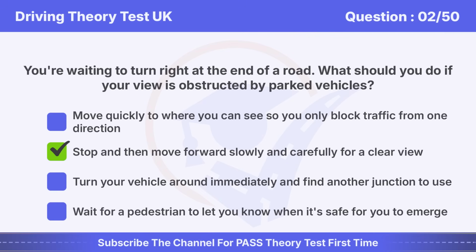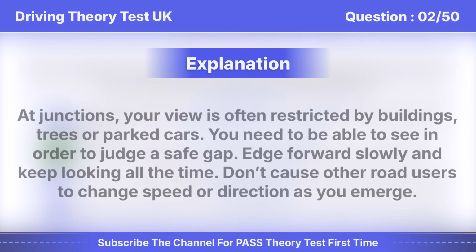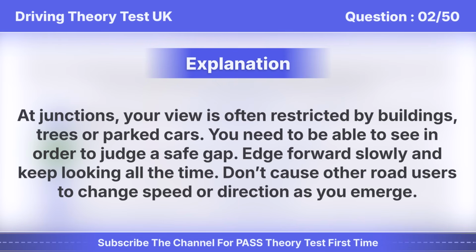Answer is B. Stop and then move forward slowly and carefully for a clear view. At junctions, your view is often restricted by buildings, trees, or parked cars. You need to be able to see in order to judge a safe gap. Edge forward slowly and keep looking all the time. Don't cause other road users to change speed or direction as you emerge.